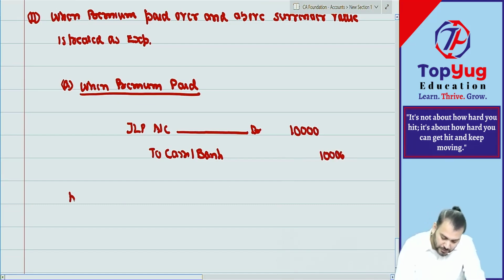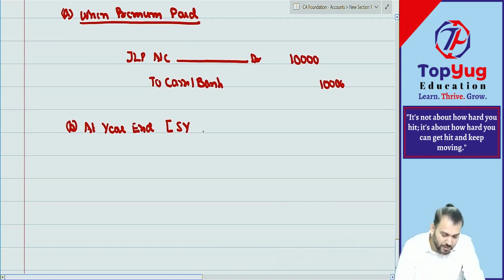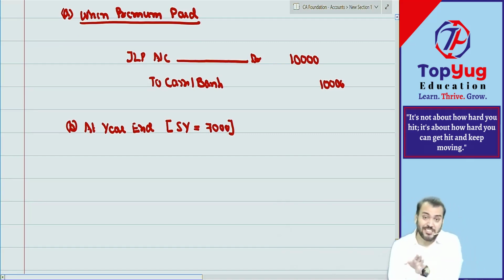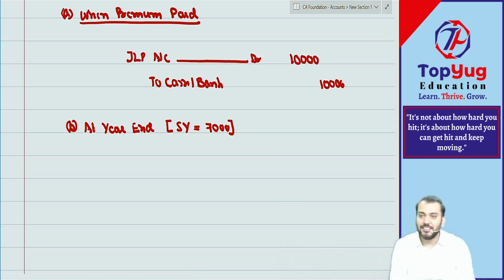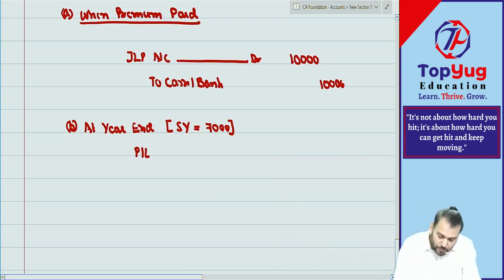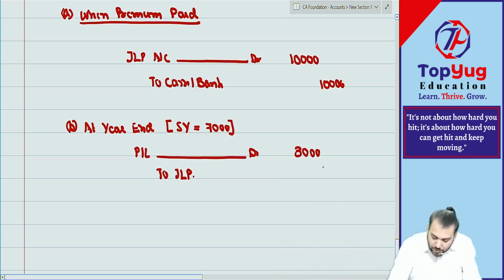Then at year end, let us assume SB means what? Surrender value. Let us assume it is 7,000. Means out of 10,000 that you paid, how much is receivable? So what is your expense? So 3,000 will be transferred to the PL account. So what journal entry will we do? Profit and loss account debit to GLP by rupees 3,000. Understood?